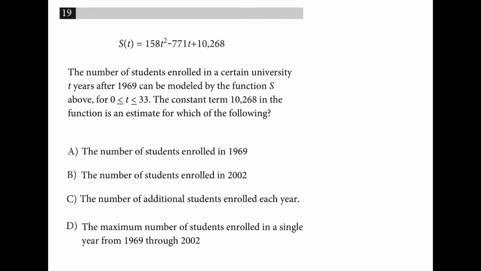This is the number of students enrolled in a university after a particular year. We start off with this many, and then it changes from there. But we don't need to know that because we just want to know the starting value, the number that were enrolled in this particular year.